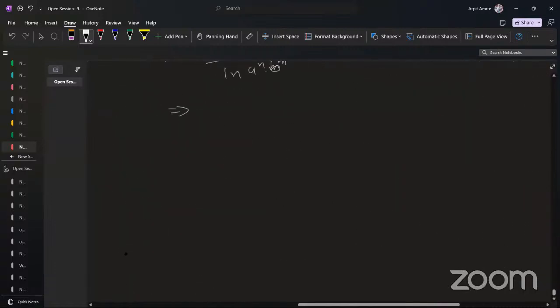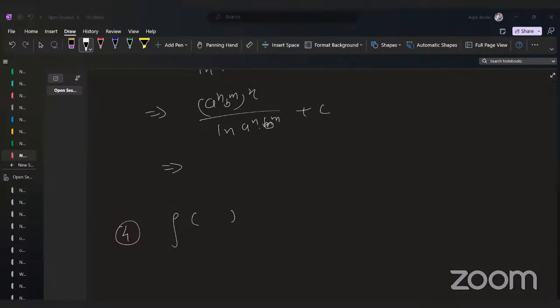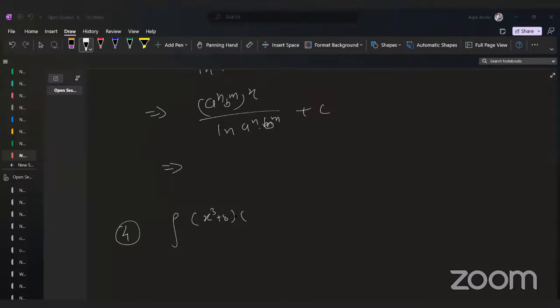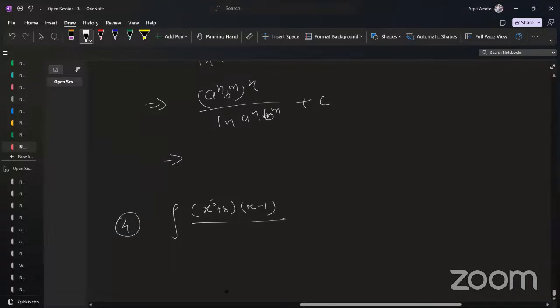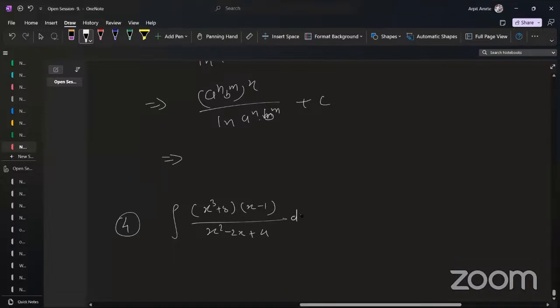Oh, this is which one? This is question number 4. The integral of x minus 1 divided by x square minus 2x plus 2. Okay, solve this. You have 2 minutes again. What's the time now? 8:42. I will give you until 8:44.